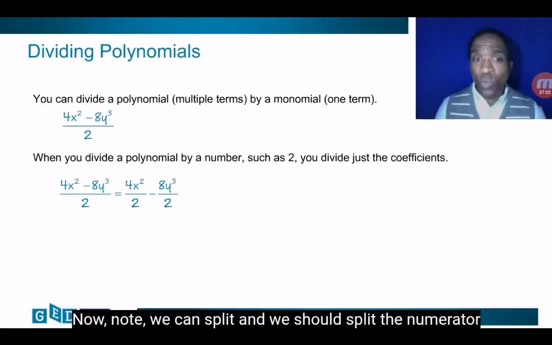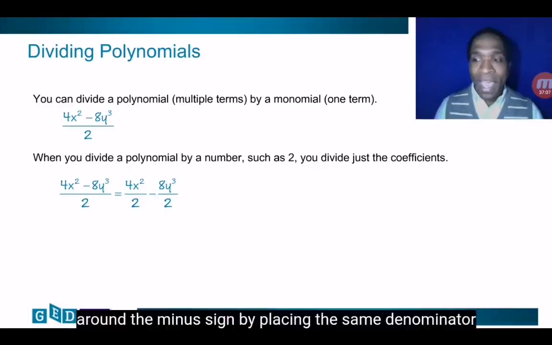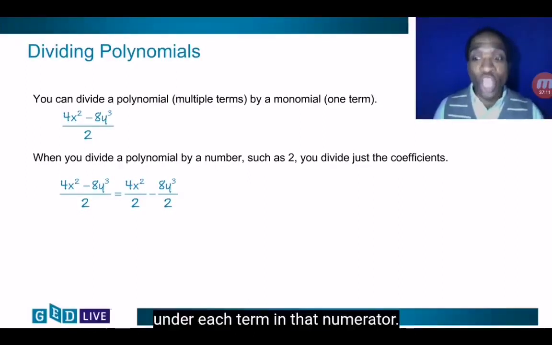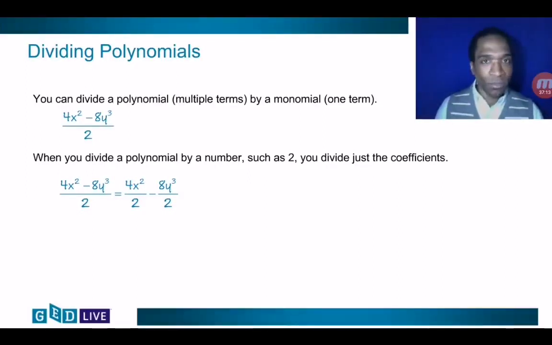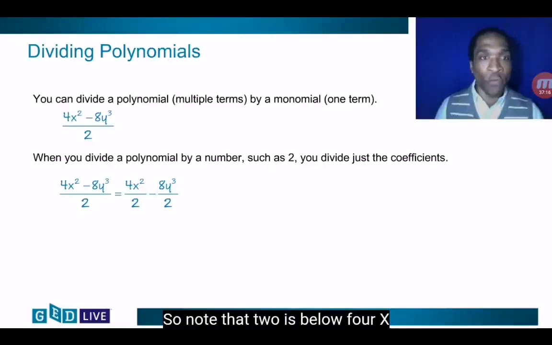Now, note, we can split, and we should split the numerator around the minus sign by placing the same denominator under each term in that numerator. So note that 2 is below 4x squared and below 8y cubed.